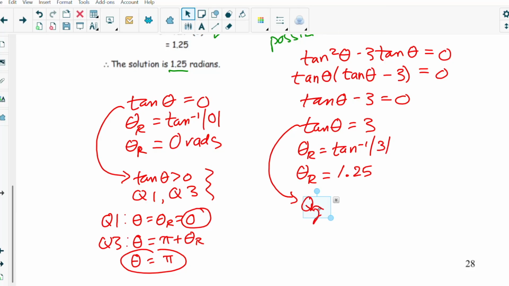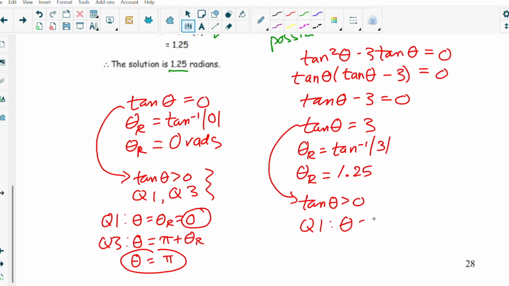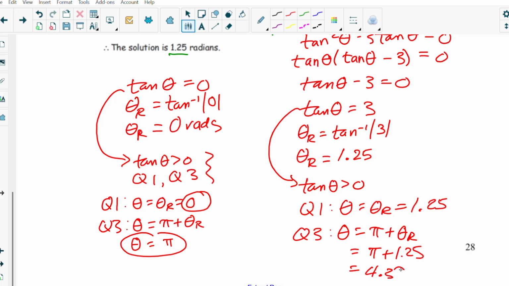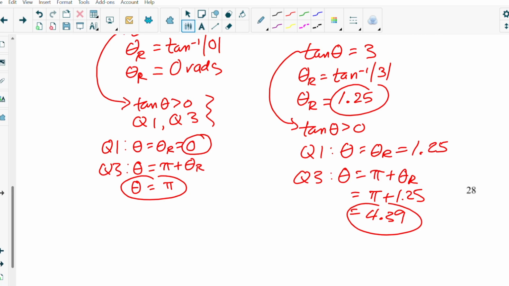Tangent of theta is positive, so I'm in quadrant 1, which gives me an angle in standard position equal to my reference angle, and that's equal to 1.25 radians. In quadrant 3, I'm going to have an angle in standard position equal to pi plus my reference angle, and that equals pi plus 1.25 radians. And as an approximate value, I have 4.39 radians. So I have actually 4 solutions here, folks.